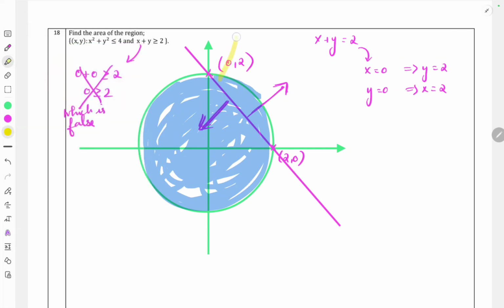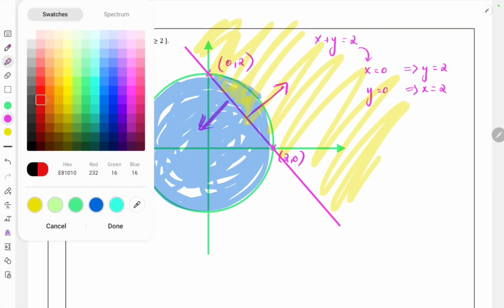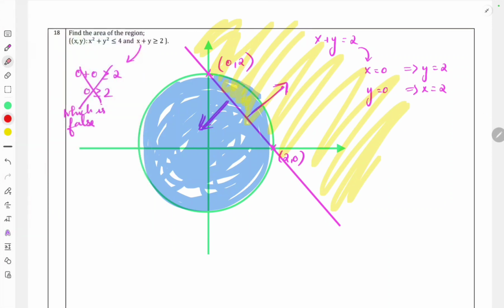This region. So what is the intersecting region we have? So this will be the intersecting region, we are getting this part. So this area only we have to find, because the intersection is given. So this part only we have to find. So how to find this region's area?